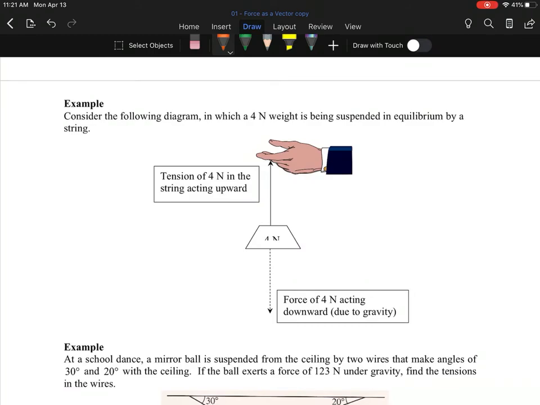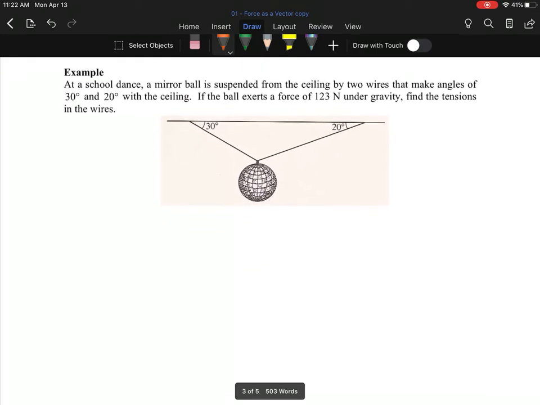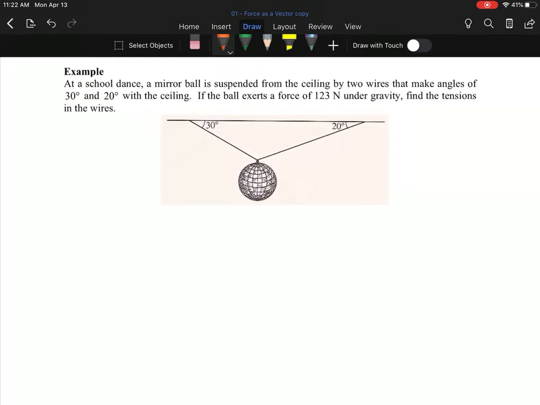So consider the following diagram in which a 4 Newton weight is being suspended in equilibrium by a string. There's a 4 Newton force acting downwards due to gravity because of the weight, and then there's a tension, if it's going to be in equilibrium, of 4 Newtons, and that has to be upwards. That tension has to be upwards to hold this thing in equilibrium. Okay, pretty common example here.